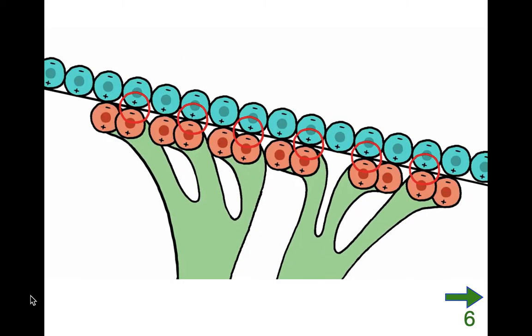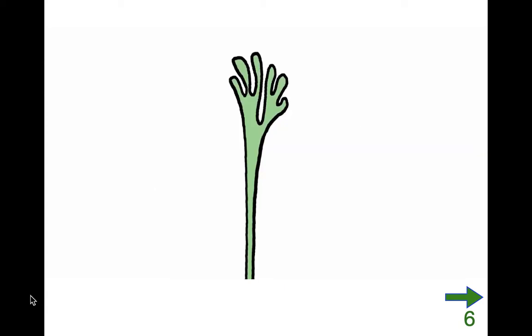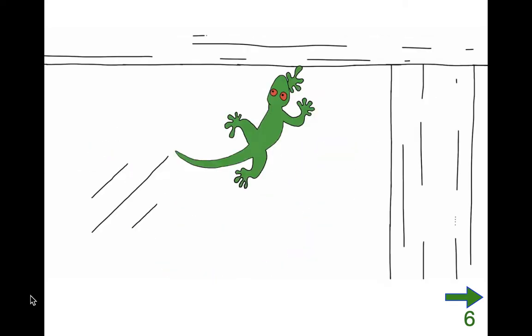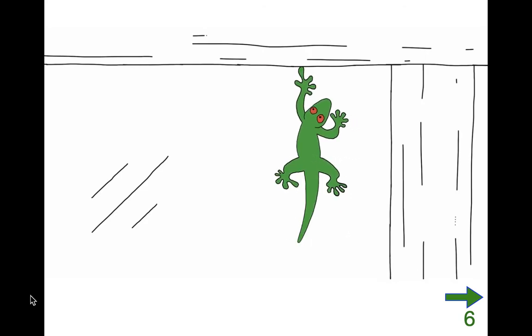The spatulae flatten, creating lots of surface area for their positively and negatively charged patches to find complementary patches on the ceiling. Each spatula only contributes a minuscule amount of that van der Waals stickiness. But a gecko has about 2 billion of them, creating enough combined force to support its weight. In fact, the whole gecko could dangle from a single one of its toes.